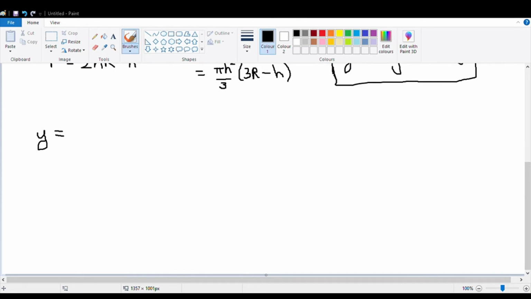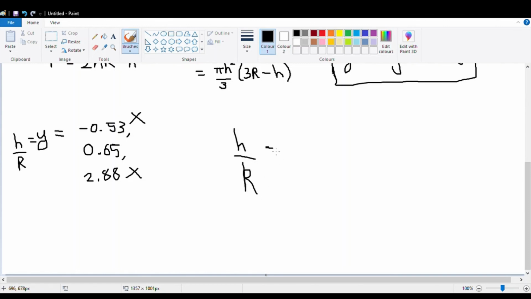So the values for y that come out from this, it's a cubic equation, so there are three values: 0.53, 0.65, and the last value is 2.88, and this is equal to h by R, obviously, which is our required ratio. So obviously our ratio cannot be a negative number and it cannot be greater than 1. So we deduce that h by R is equal to 0.65 when half the volume is filled.